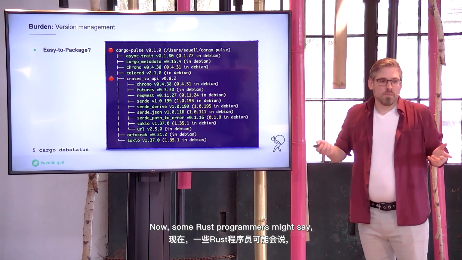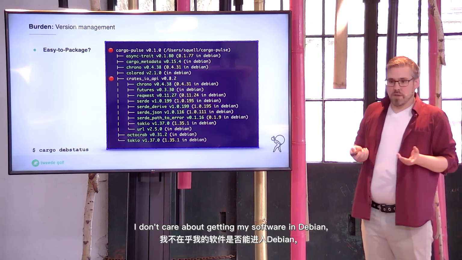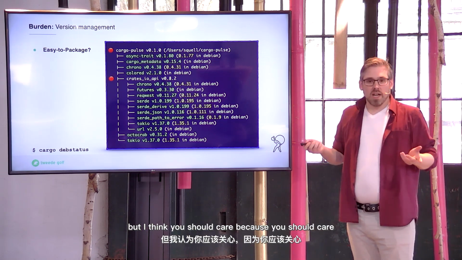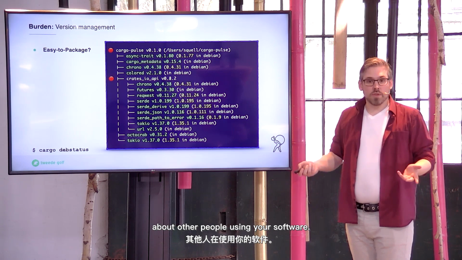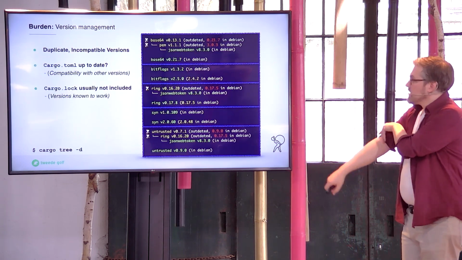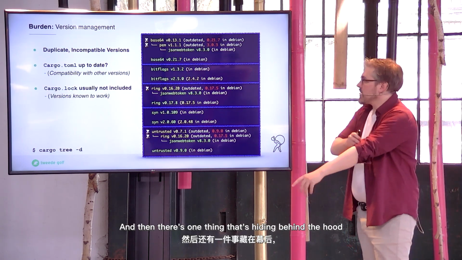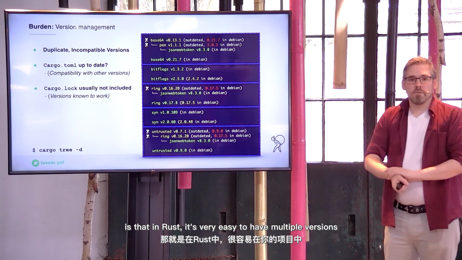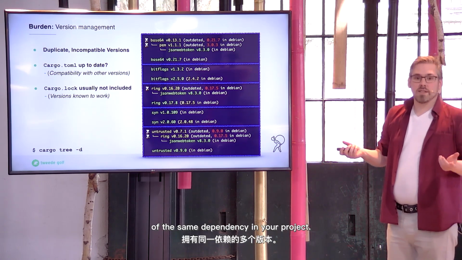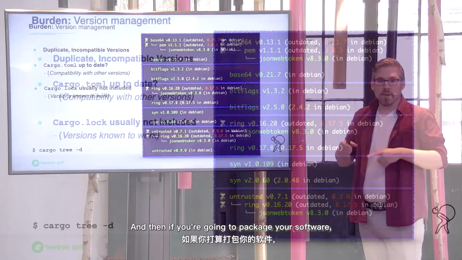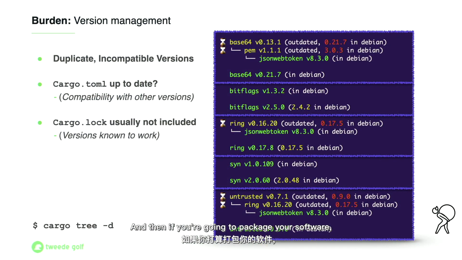Now, some Rust programmers might say, I don't care about getting my software in Debian, but I think you should care, because you should care about other people using your software. And then there's one thing that's hiding behind the hood, which is that in Rust it's very easy to have multiple versions of the same dependency in your project. And then if you're going to package your software, you need to handle those as well.